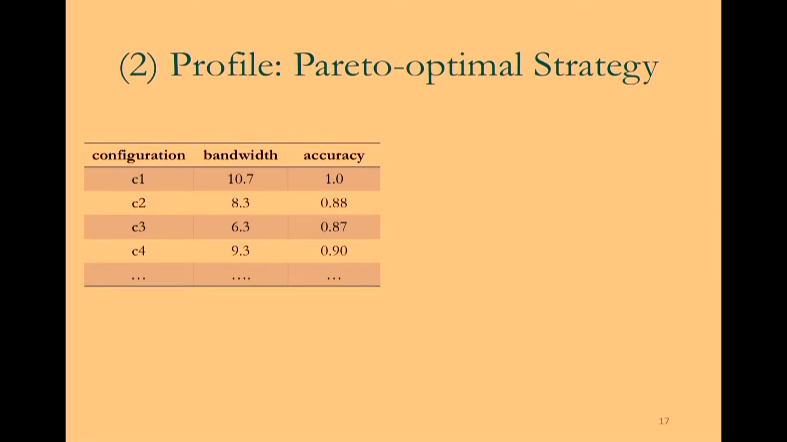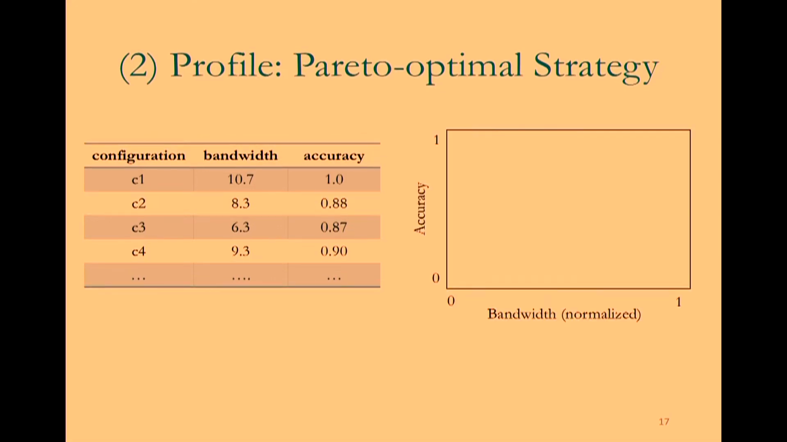Now the goal of profiling is to learn a Pareto optimal strategy. This is illustrated with this figure. So the x-axis here is the normalized bandwidth and the y-axis is the accuracy. And the authors measure the effect of each configuration.